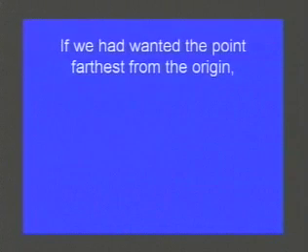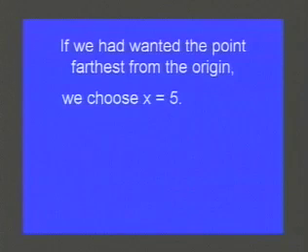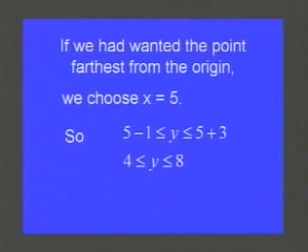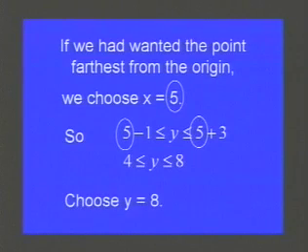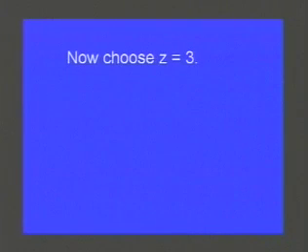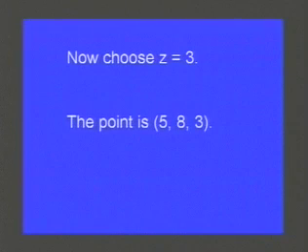Okay, if we'd wanted the point farthest from the origin, I would choose x equal to 5. Plugging that 5 in for x, I get that y is between 4 and 8. Again, I took the 5, I put it where the x's were. So y is between 4 and 8. Choose y equal to 8, and then z equal to 3. That point is 5, 8, 3.